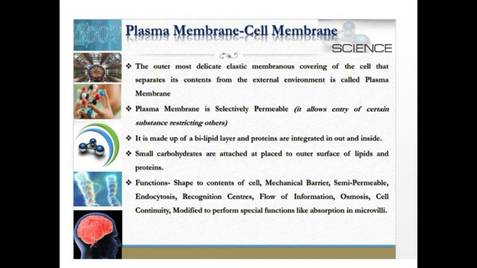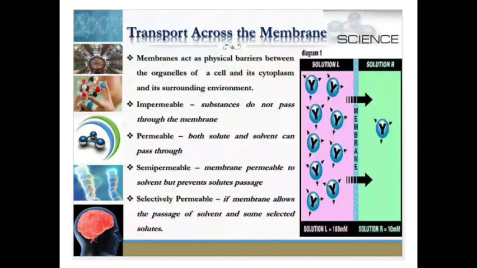And also it is a recognition center of the cell, and flow of information is present in the plasma membrane. It acts as a cell continuity modified to perform special functions like absorption in the microvilli, and osmosis is the main function of the plasma membrane, which we will see later. Can you understand children? So how does the transport mechanism happen in the plasma membrane?